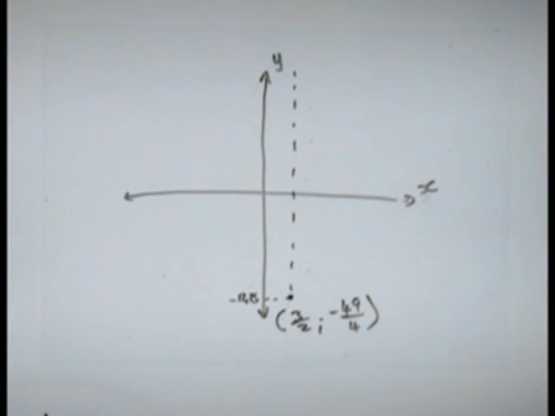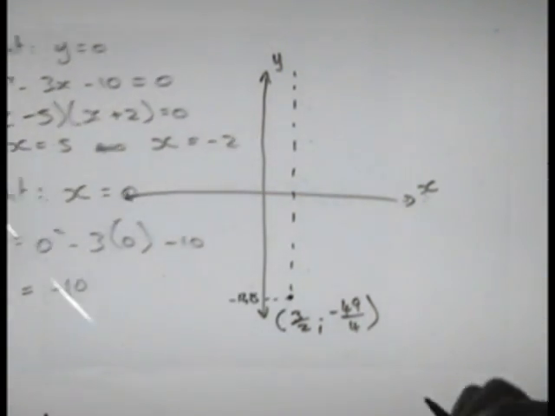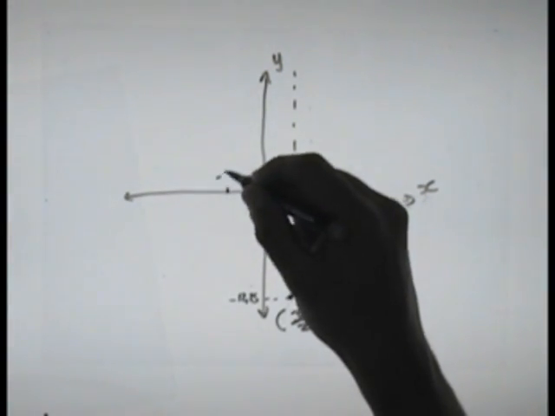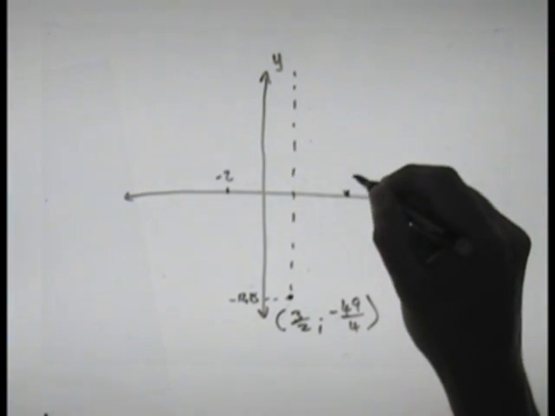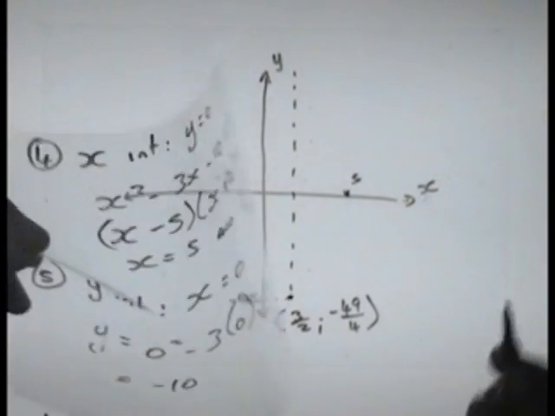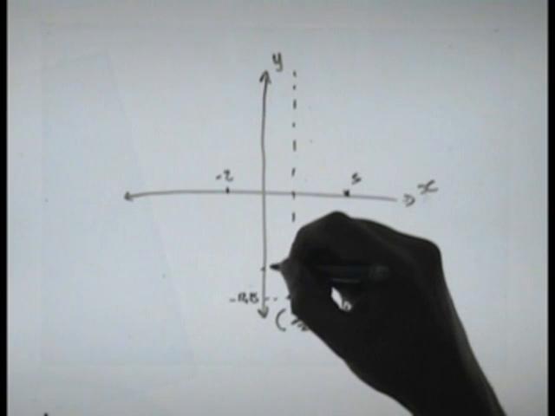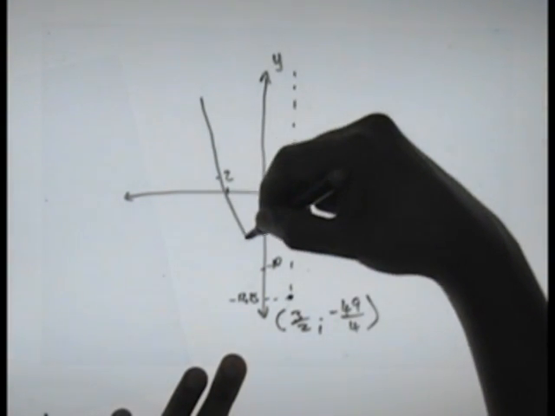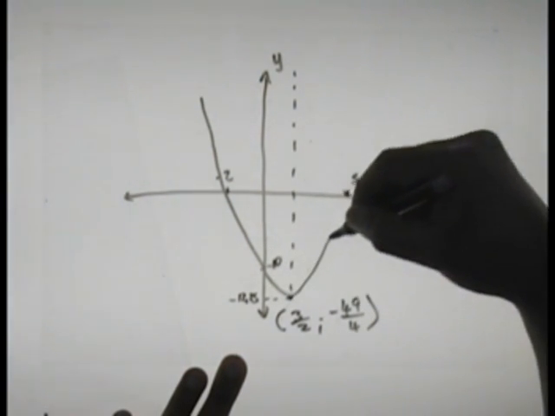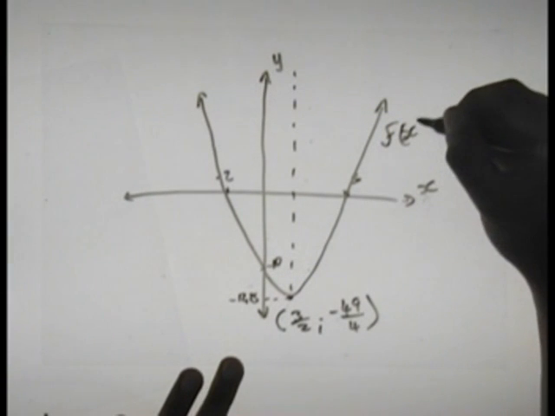That's my turning point. I'm now going to look at my x-intercepts. My x-intercepts are 5 and negative 2. There's negative 2. And there's 5. And my y-intercept is at negative 10, which is going to be somewhere over there. That means that my graph is going to look like that. And that is the graph f of x.